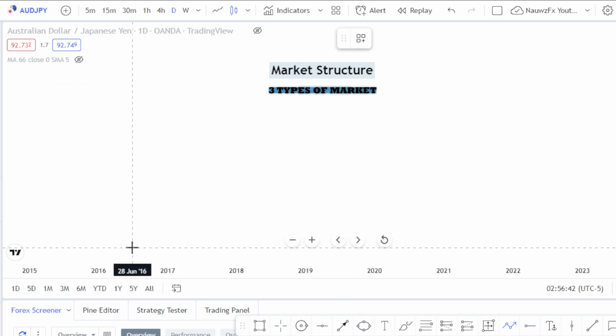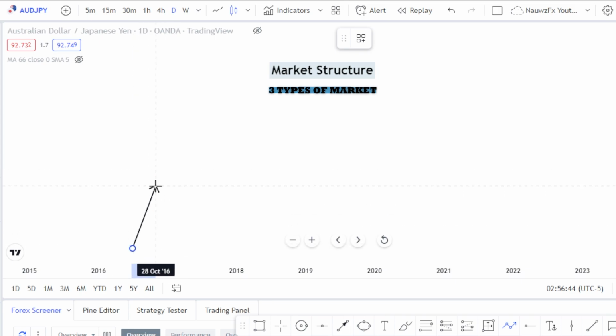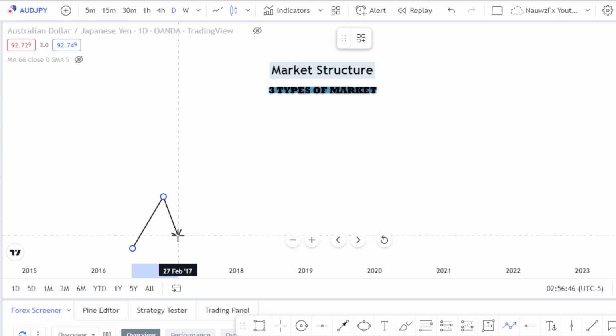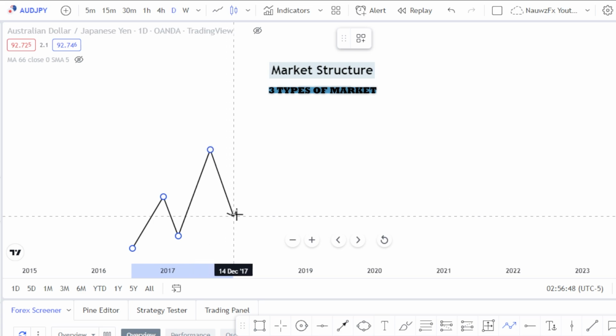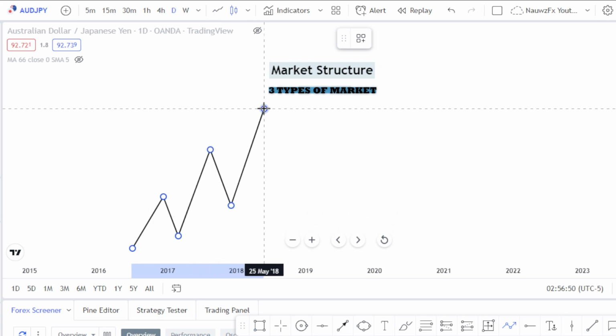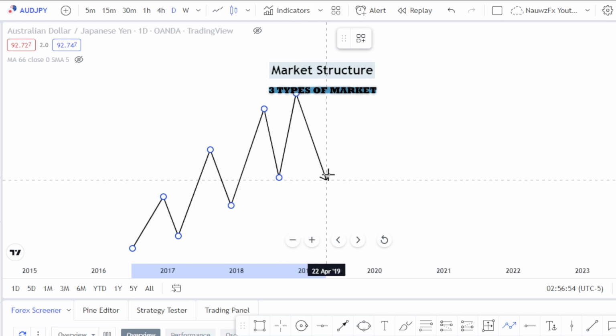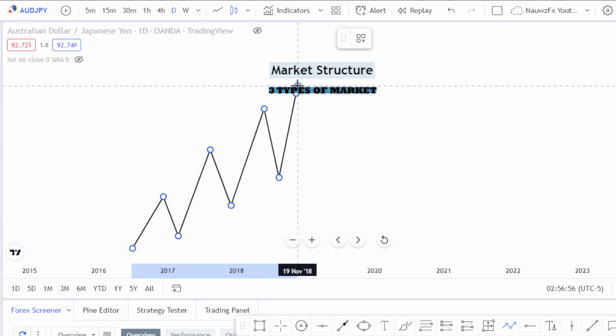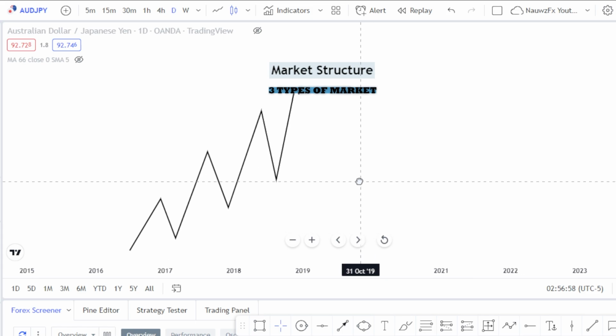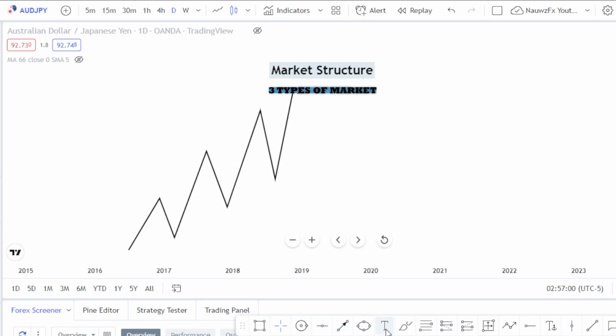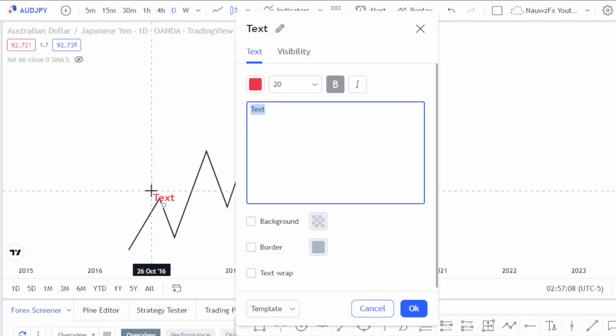In an uptrend, we have a market that makes higher highs, higher lows, higher highs, higher lows, higher highs, higher lows, and so on, right? Let's end it right there. And that should be that. So excuse my drawing, guys, but that is what an uptrend looks like. So let's label it real quick so you guys can get the grasp of what I'm trying to communicate here.